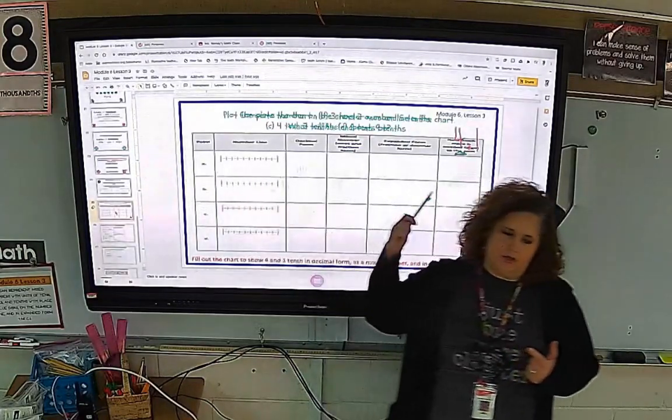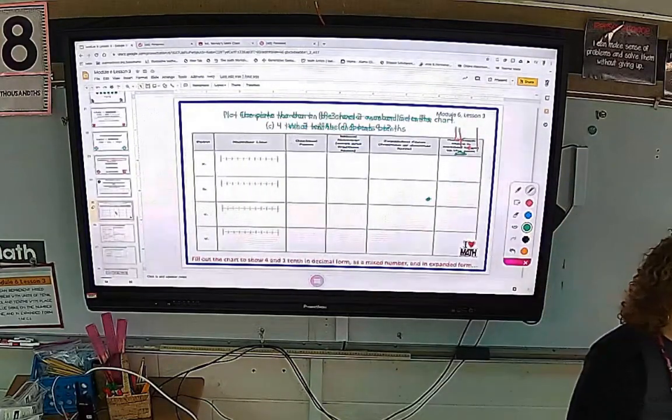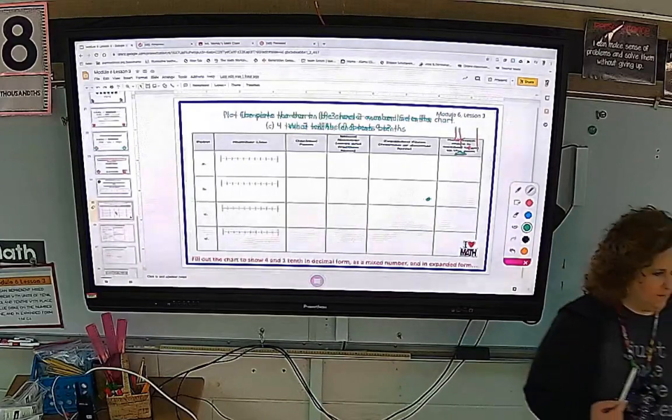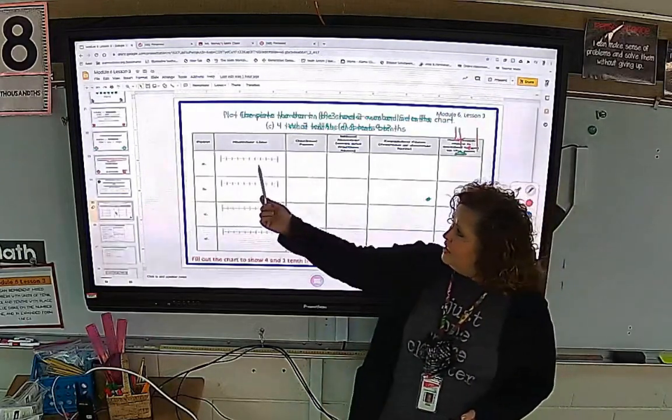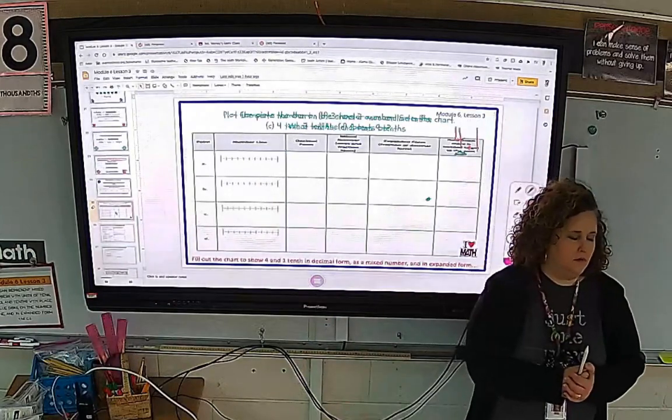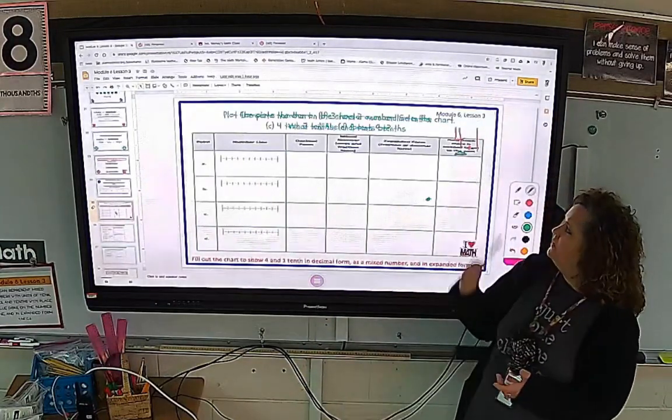This chart, you're going to see a chart like it in your problem set. I want you to know what to do with it. Okay? They start with a number line. Okay, we're going to put 4.1 on a number line again.